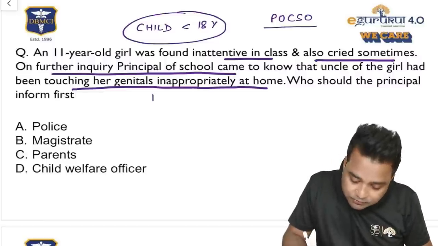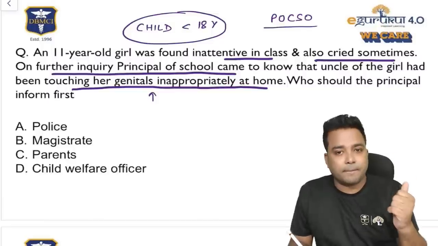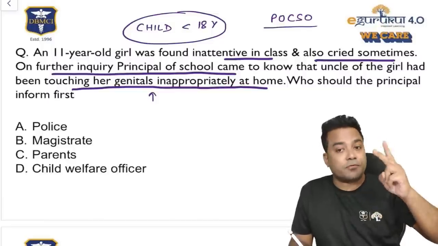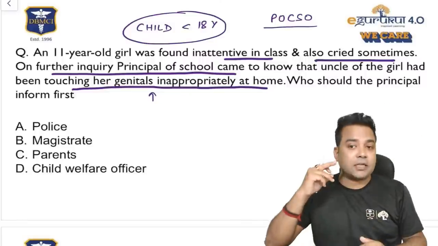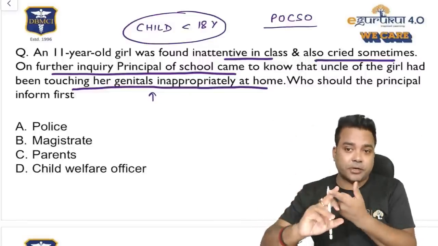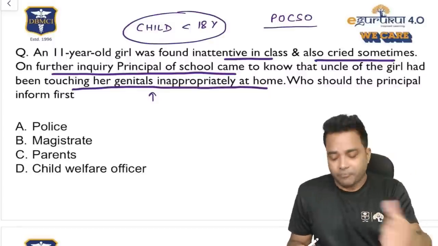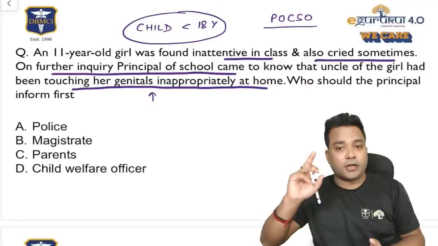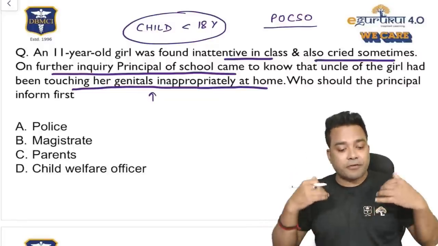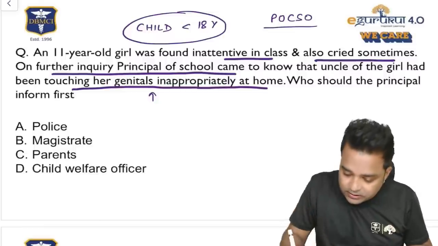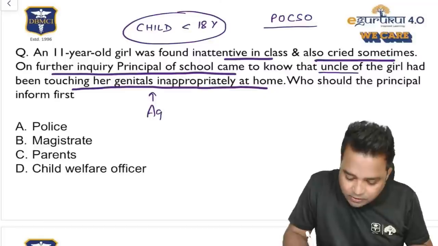So what is the offense which the uncle is doing? Uncle is the known relative of the kid. And when the person is a known relative, the offense under the POCSO Act becomes aggravated, or when it is done by a person in authority. That is a separate question. When do offenses under the POCSO Act become aggravated? When done by any person in authority. Person in authority means someone in whom the child had confidence. So yes, the uncle is a person in authority. The offense will be aggravated.